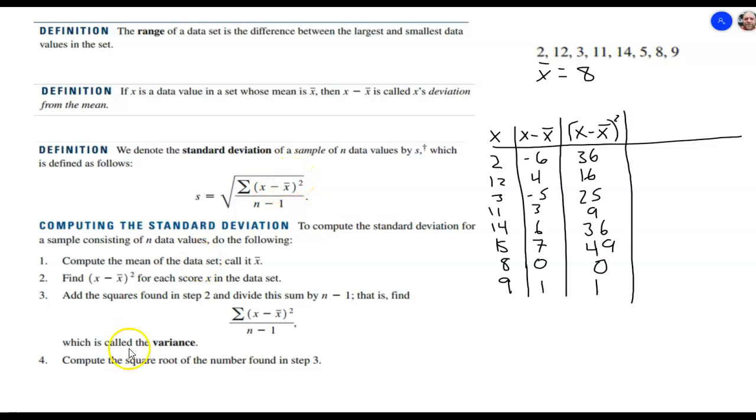Now we're going to add all these deviation squareds up, and we're going to divide by n minus 1. n is the number of values in the data set. So we have to add all of these up right here.